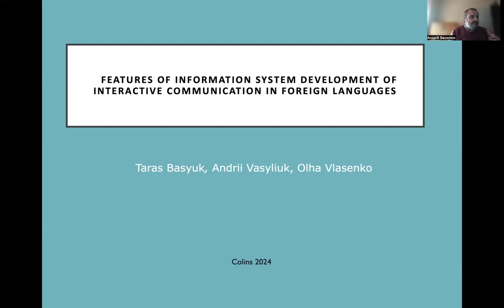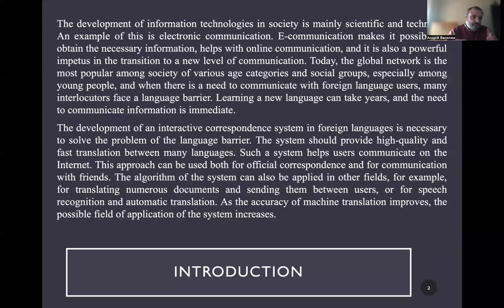So there is a need to find a new translator which translates from and to different languages according to the needs. The development of an interacting correspondence system in foreign languages is necessary to solve the problem of the language barrier. The system should provide high quality and fast translation between many languages. Such a system helps users communicate on the internet. This approach can be used both for official correspondence and for communication with friends.